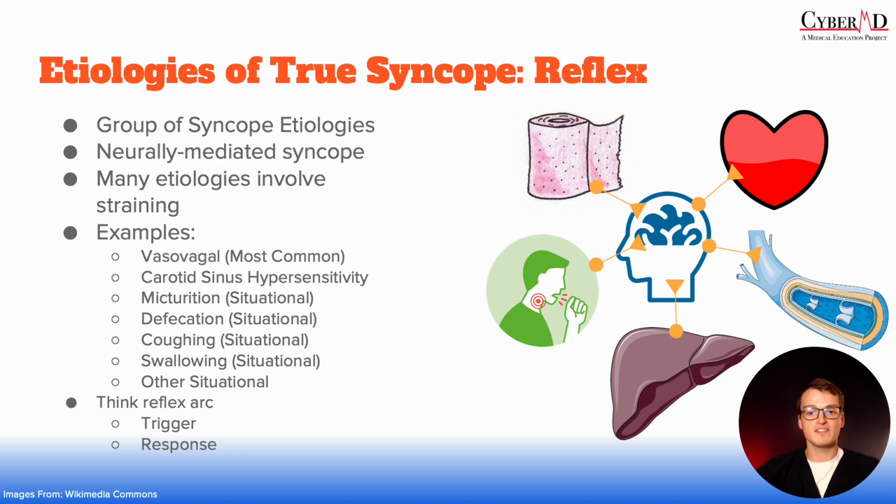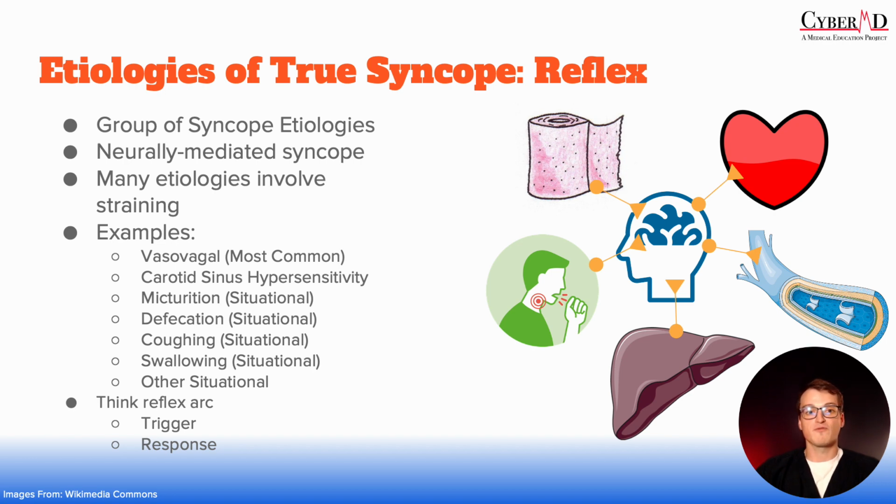The management is mainly supportive, involving lying the patient down and elevating their legs to improve cerebral perfusion. This type of syncope is both situation-based and can be reproduced in many cases, and that may help you to make the diagnosis. You can also help make your diagnosis using a tilt table test in vasovagal syncope.